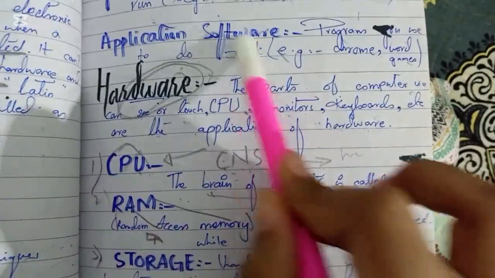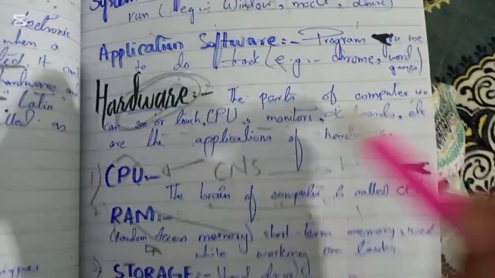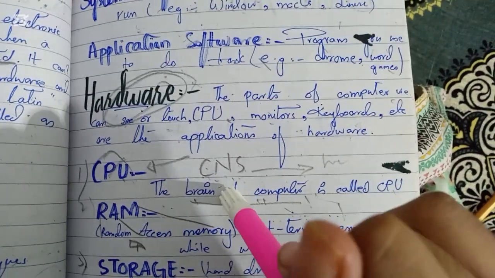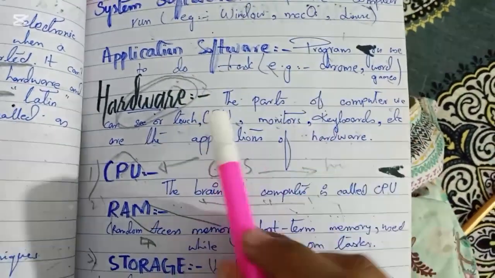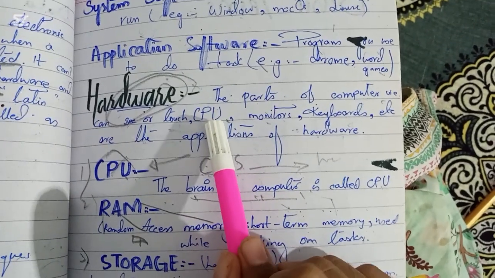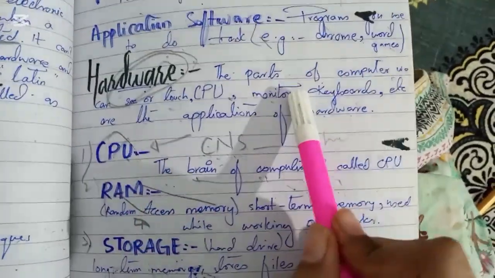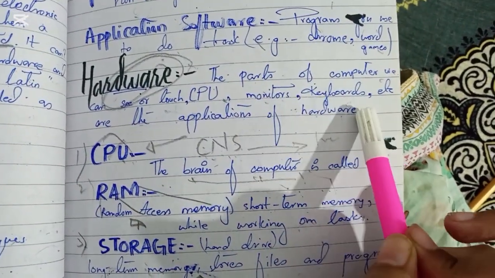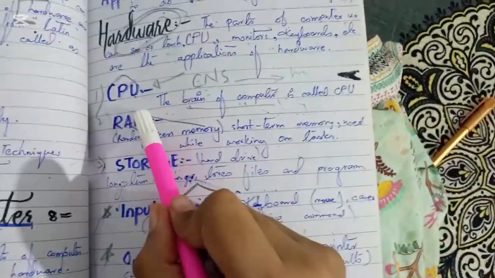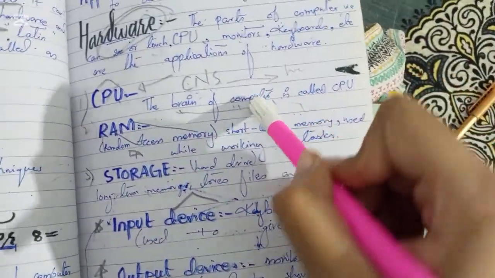Now let's move towards the second part of computer, hardware. Those parts of the computer which we can touch or see. CPU, monitor, keyboard, etc. These are some of the basic and important hardware.